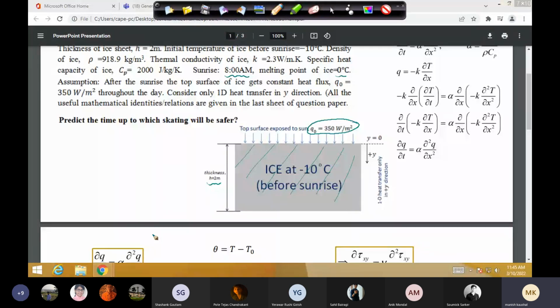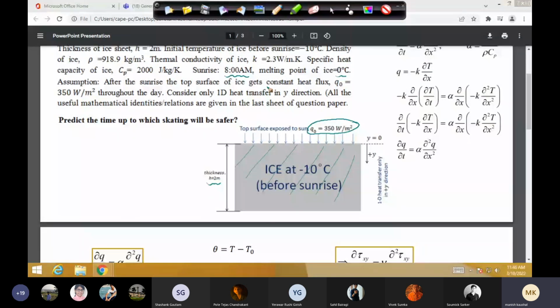Anyone? Which location? Y equal to... sorry, a bit louder. Y equal to 0. Y equal to 0, the top layer. If I don't define y, so y equal to 0, not y equal to 2. Someone said y equal to 2.